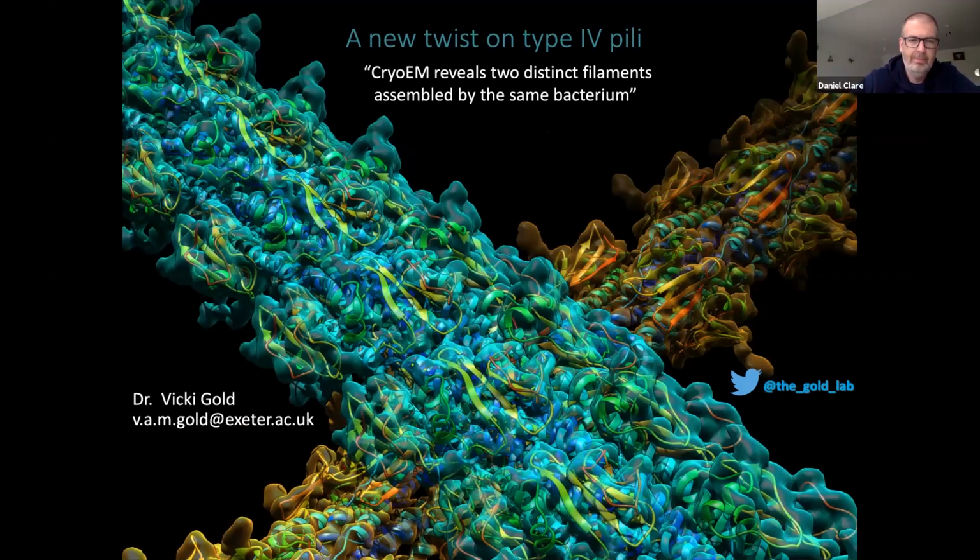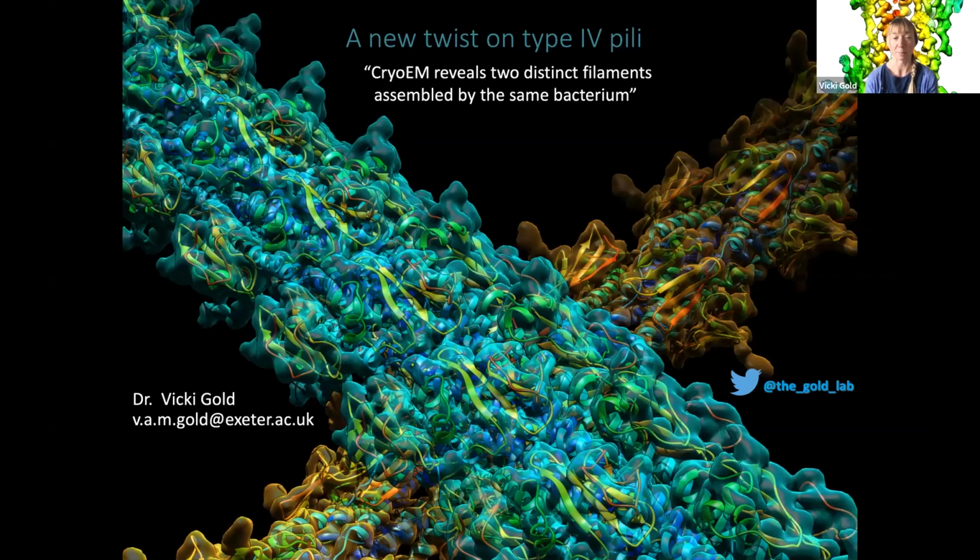Okay. Yep. So firstly, thank you very much for the invite to present the data today. I'm going to tell you about type 4 pili in bacteria. And the work started out when I was a postdoc in the Coolbrand lab at the Max Planck Institute of Biophysics in Frankfurt, and it has been continued in my lab in Exeter, where I've been a PI for the last 3 years. The title is A New Twist on Type 4 pili, Cryo-EM reveals 2 distinct filaments assembled by the same bacterium.